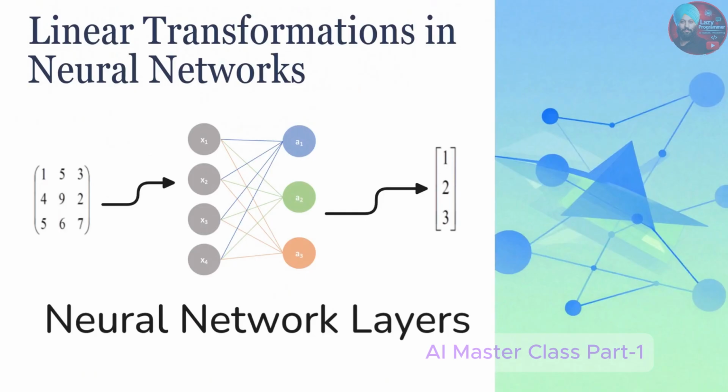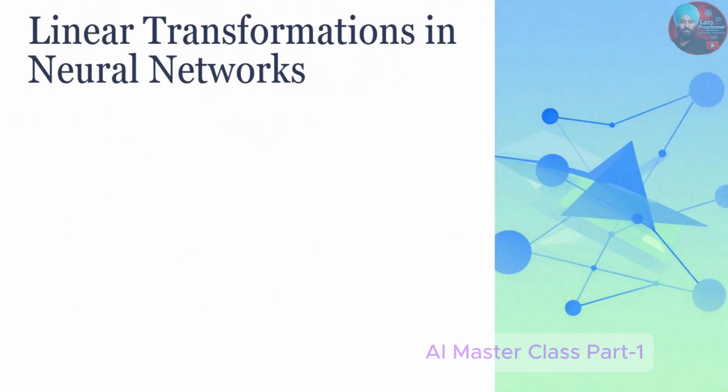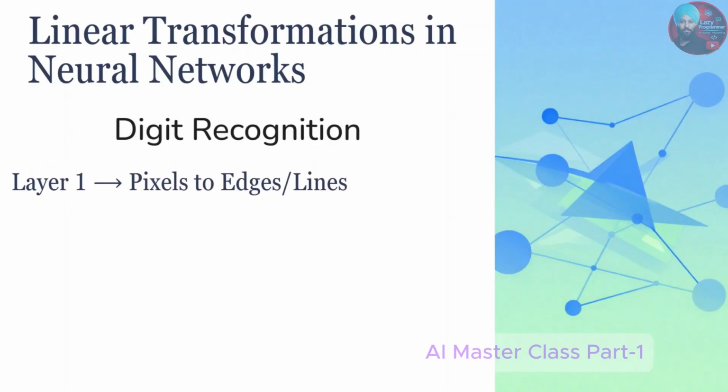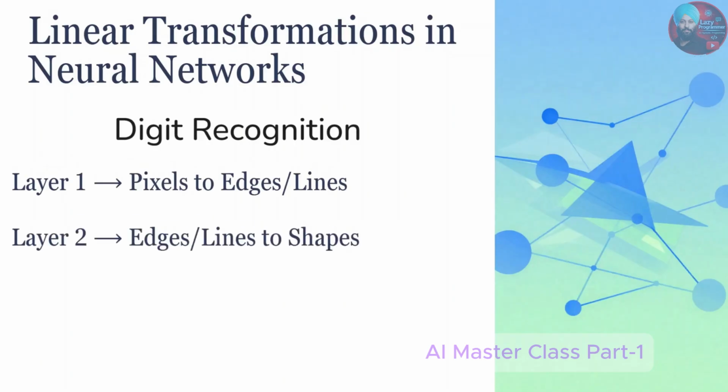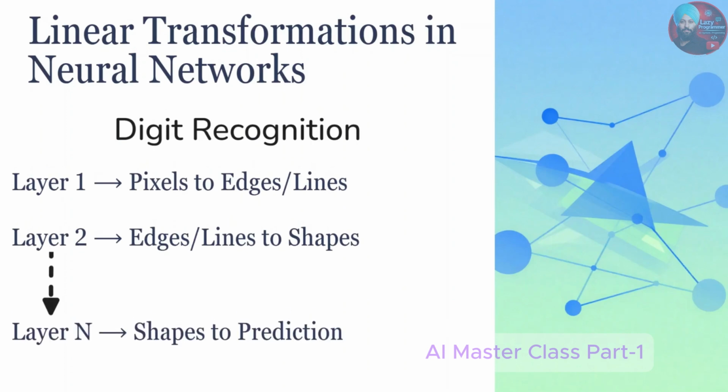For example, suppose you are building a model that recognizes handwritten digits. The raw input is just pixel values, which is a grid of numbers that on their own don't mean much. The first layer of the neural network might transform these pixels into simple patterns like edges and lines. The next layer might transform those edges into curves and shapes. The deeper layer might transform those shapes into something meaningful, like this looks like a number 3 or this looks like a number 8. Here each layer basically is saying, let me look at this data from a slightly different angle. That different angle itself is a transformation.